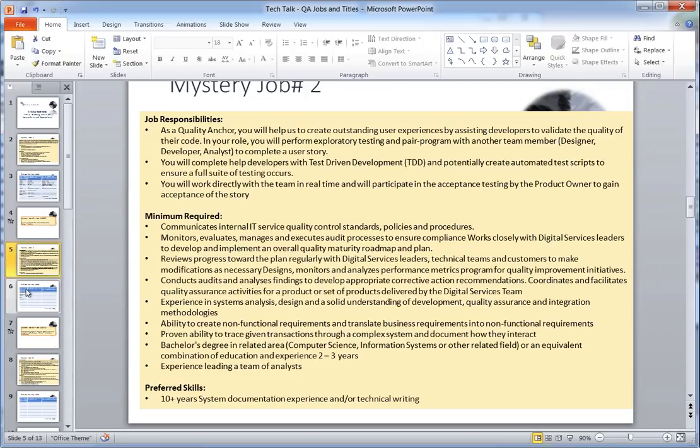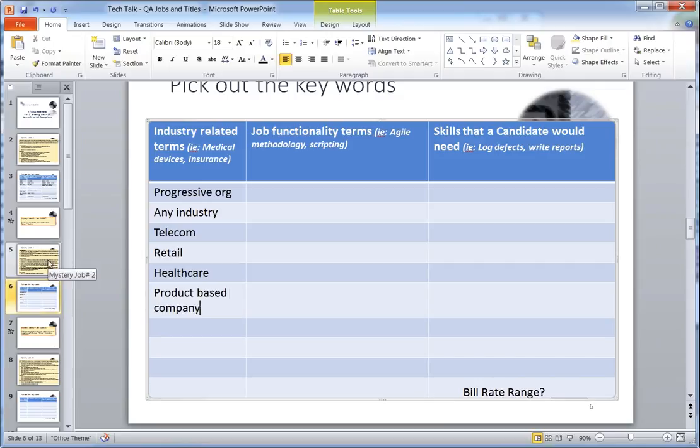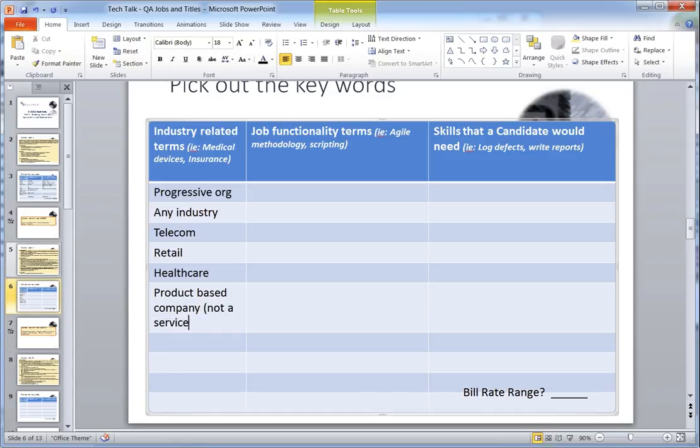Kristen mentioned it's a product. I agree with her. Product-based company. That's a good point, because if it's a product, that means it's not like a solutions company. Not a service. Right. Not a service. Good. Okay. Next one.